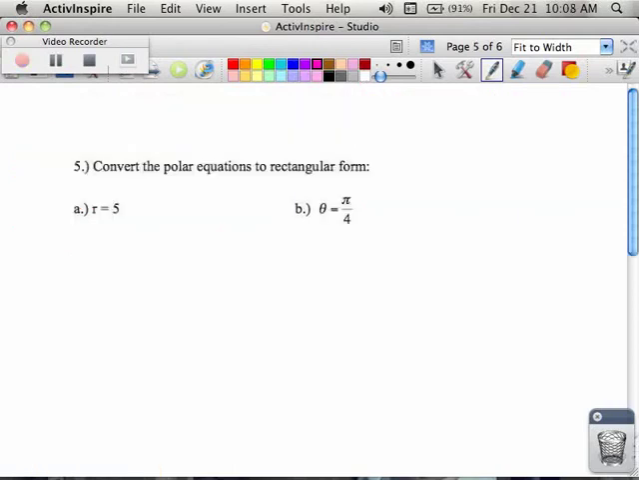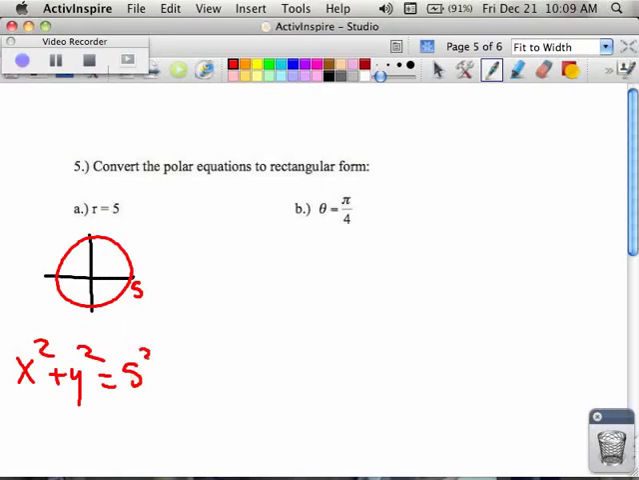Okay, in these next 2 problems, I want you to think about the common sense of what's going on. So number 5, you see r equals 5. What does r usually stand for? Radius. This is a circle with a radius of 5. So if you're going to write down the equation of that circle, here we go. Done.